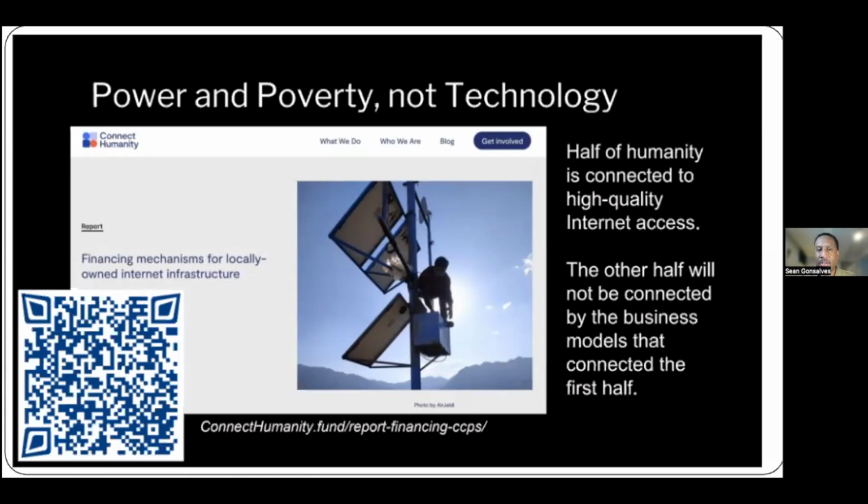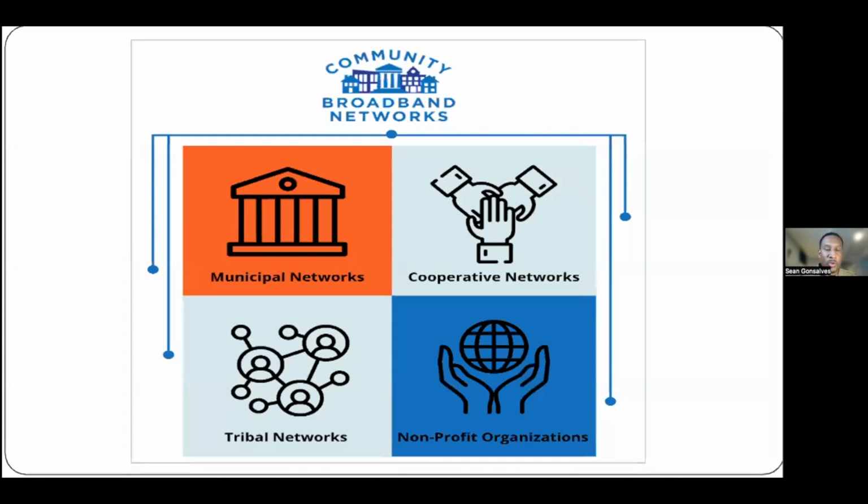I love this quote from our partners at Connect Humanity, who make an astute observation that half of humanity right now is connected to high quality internet service. The other half will likely need to be connected by business models that are different than what we've done in the past. So real quickly, I want to give you a quick overview of what those are. We call them community broadband networks. At our program, this is something we specialize in and that we've tracked across the country for the past 15 plus years.